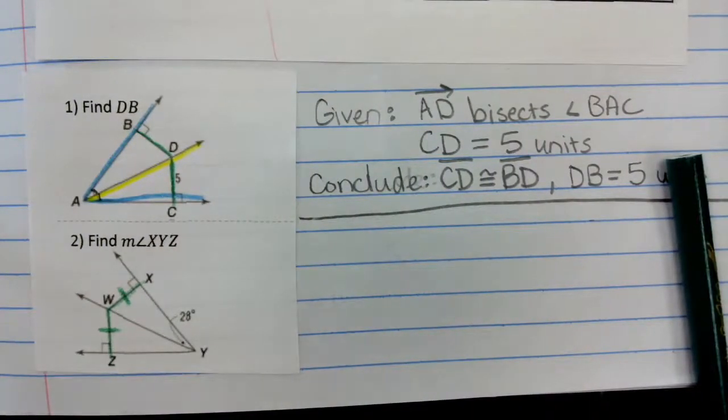So we're going backwards. This is that converse. We started with the sides are congruent, which means that that angle bisects it. Okay? Which means that these are congruent.